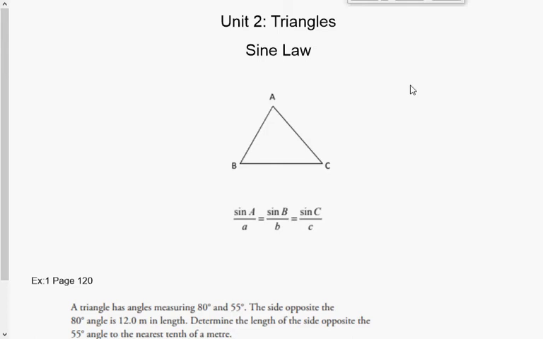All right, sports fans, let's get going here with Unit 2. Now, for Unit 2, I'm combining both Chapter 3 and 4 from the textbook. They're basically the same thing. We're going to be looking at triangles. And more importantly, about triangles, we're going to be looking at non-right angle triangles.